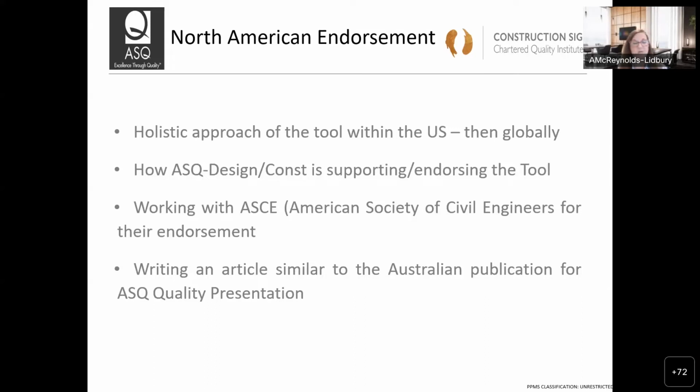So the tool we're looking at, we started this approach here in the States with first the American design and construction industry, taking the tool globally and having the ASQ endorse it and support it and add it to their website because they back it up. We were looking to have the tool initialized for all of our design and construction team members that come to ASQ for questions.